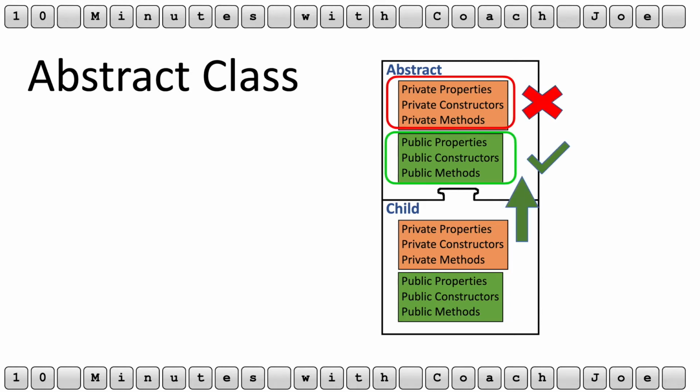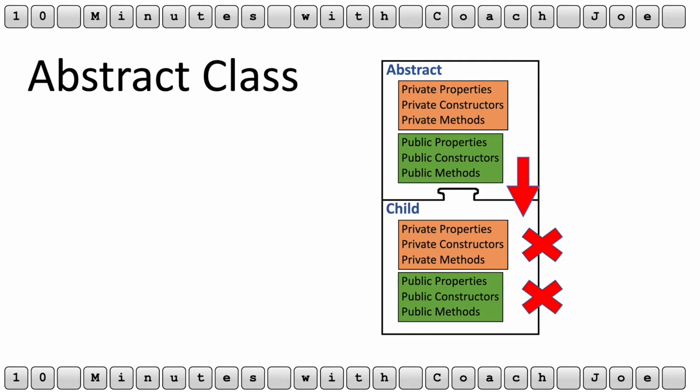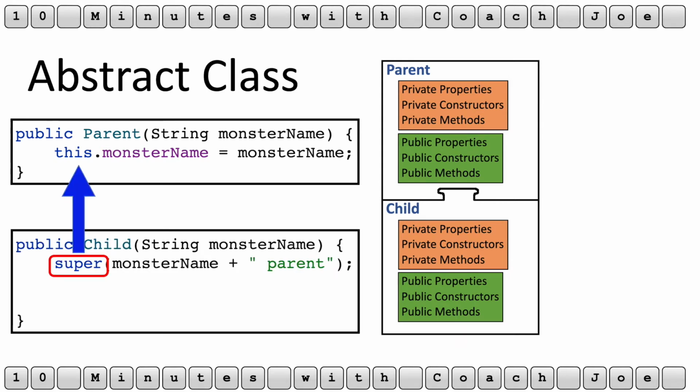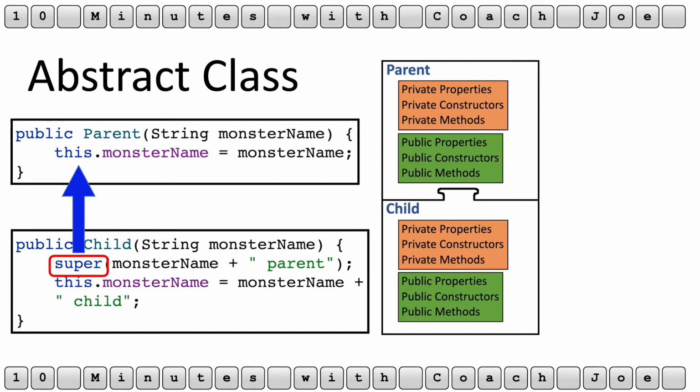The child class can access all the public constructors, properties, and methods of the parent class. The parent cannot access any constructor, property, or method of the child class. If the parent class has a required constructor, the child constructor can call the parent with the keyword super. The parent constructor call must be the first line in the child constructor.